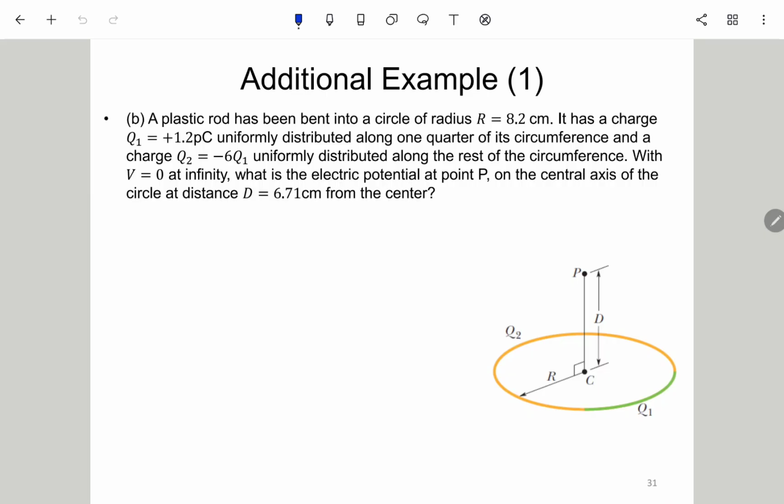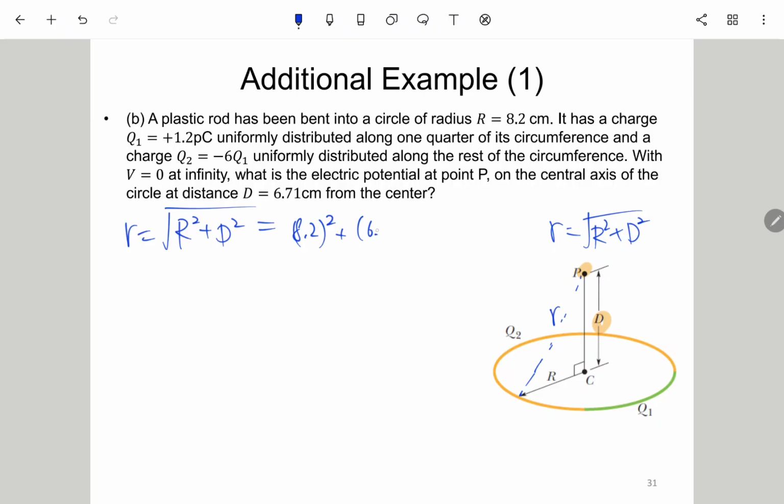For part B, what we are concerned with is that we have a D here, so what we want to find is the potential at point P. So this is still very easy. What we really need to know is this r, and according to the Pythagorean theorem, r is the square root of capital R squared plus D squared. So r equals the square root of 8.2 squared plus 6.71 squared.